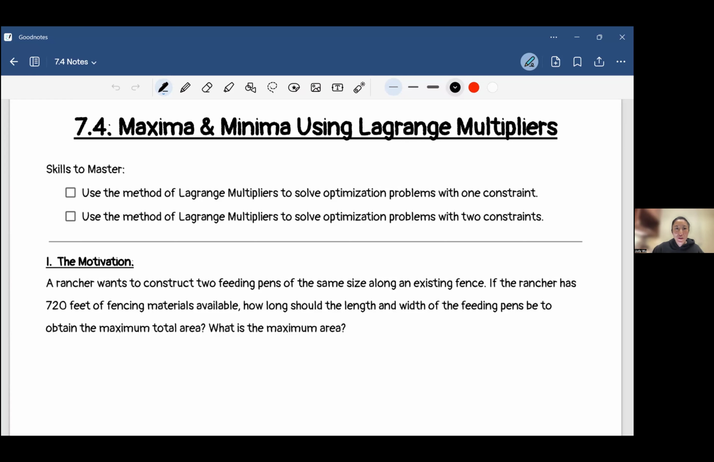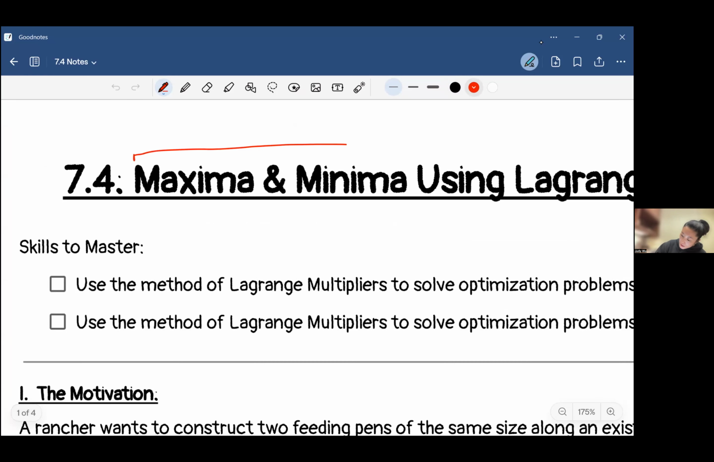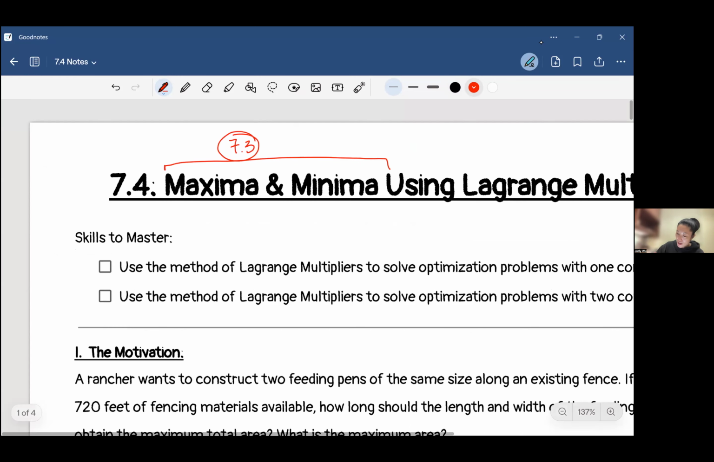Welcome to our 7.4 lesson. This is on finding minima and maxima using Lagrange multipliers. We've taken a look in 7.3 at another way of finding maxima and minima, so it would be important to go back to 7.3. I know it's been a little bit since we had our review and we had an exam, but if you don't remember about minima and maxima, you can go back to the 7.3 notes and lecture, okay?